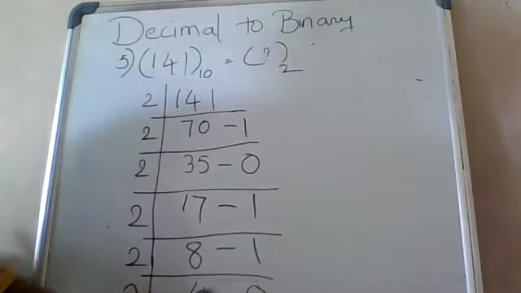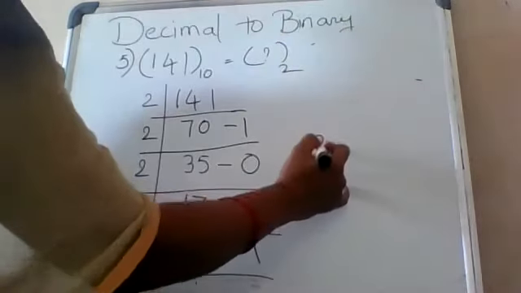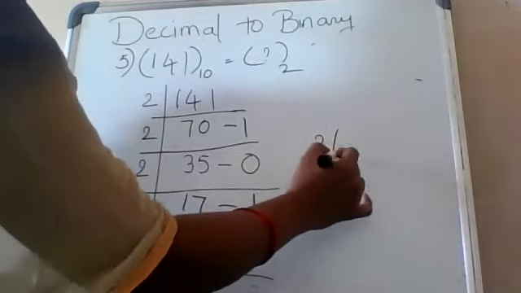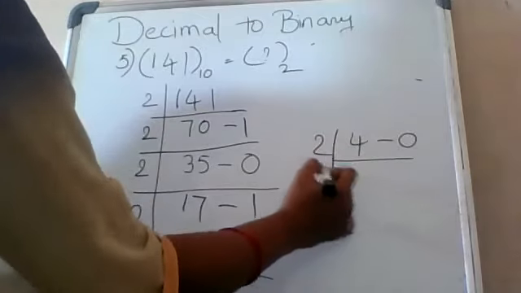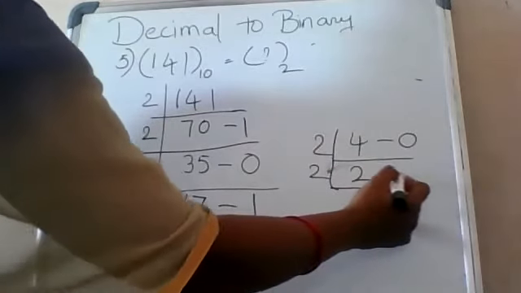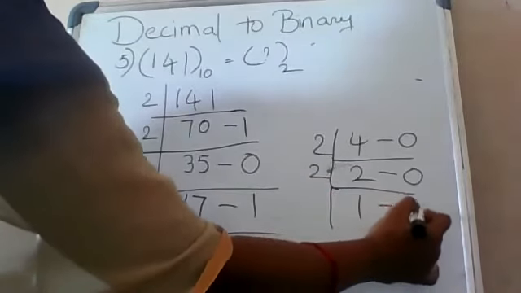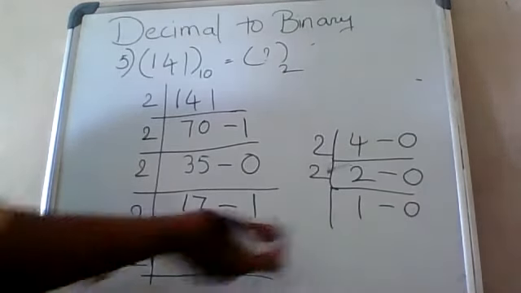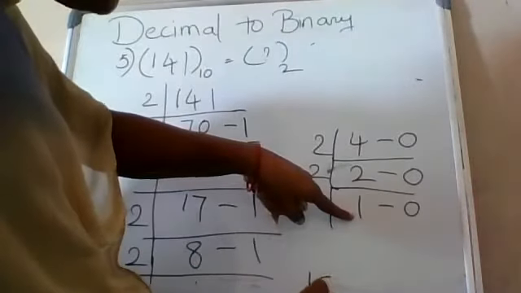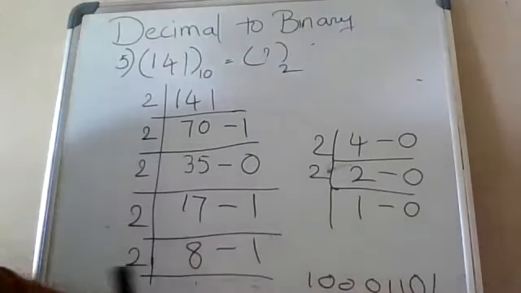Next, 2 times 2 is 4. Remainder 0. I'm writing here. 2 times 4 is 8, remainder 0. 2 times 2 is 4, remainder 0. 2 times 1 is 2, remainder 0. So what is the answer? 1 0 0 0 1 1 0 1. This is the answer.